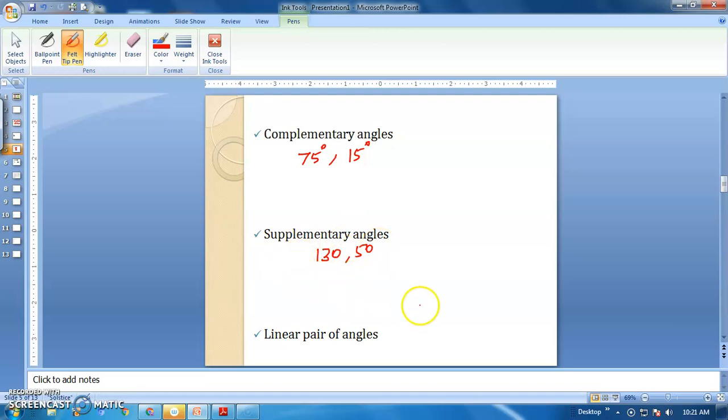And linear pair of angles, a straight line can be divided into two angles. These two angles are known as linear pair of angles. The straight angle is nothing but 180 degree. Already we know that this 180 degree can be divided into some parts. Like this, for example, this one 70 degree means this one 110 degree. So they are linear pair of angles. So supplementary angles and linear pair of angles are almost the same only, right?